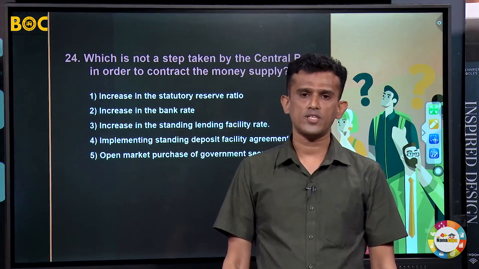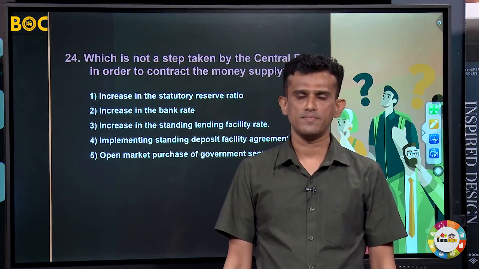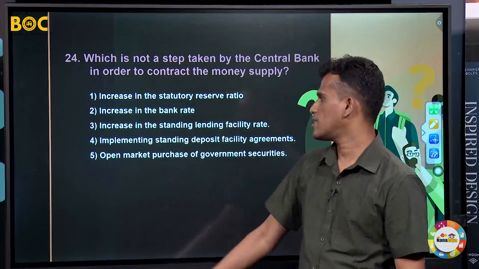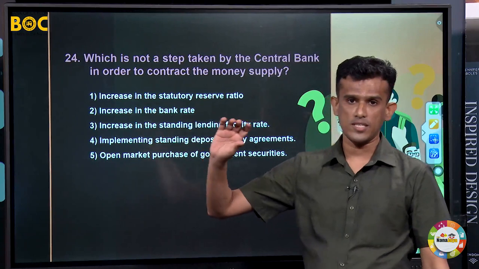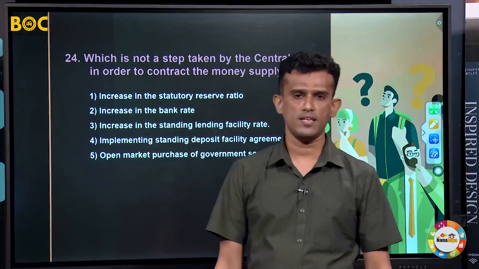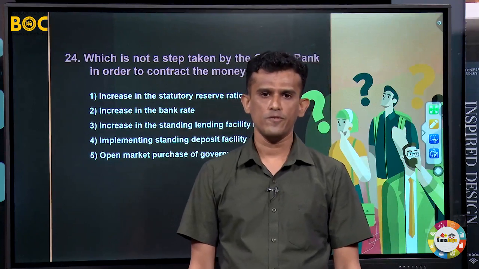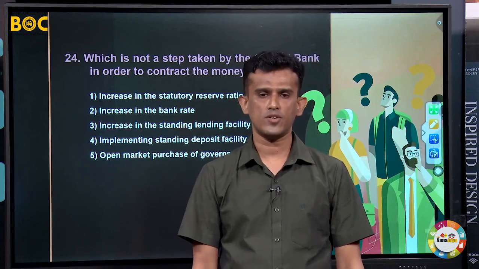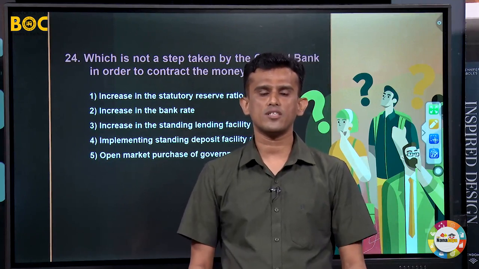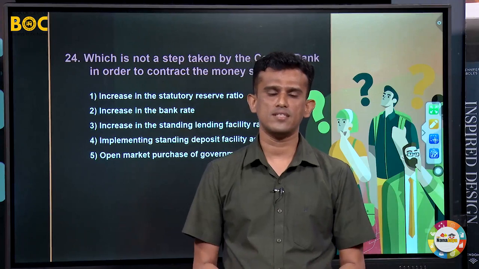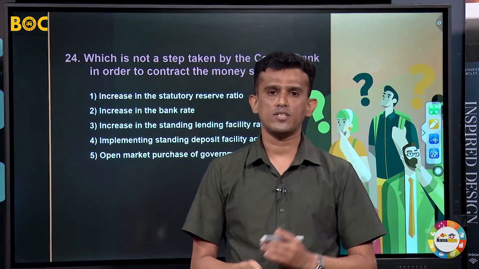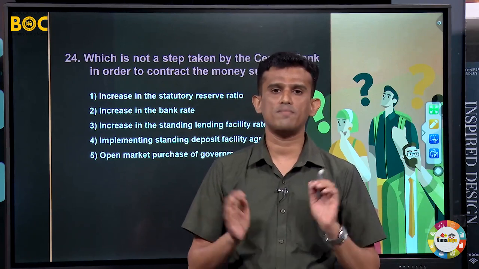The rate of interest charged by the central bank from commercial banks under the standing lending facility agreements is what we identify as the standing lending facility rate. So if the standing lending facility rate increases, the commercial banks will have to bear a higher cost on the financing facilities. So their lending interest rates will also be increased, demand for loans will go down, and money supply decreases.